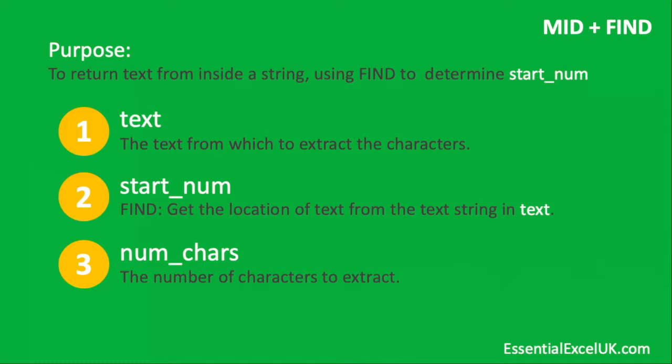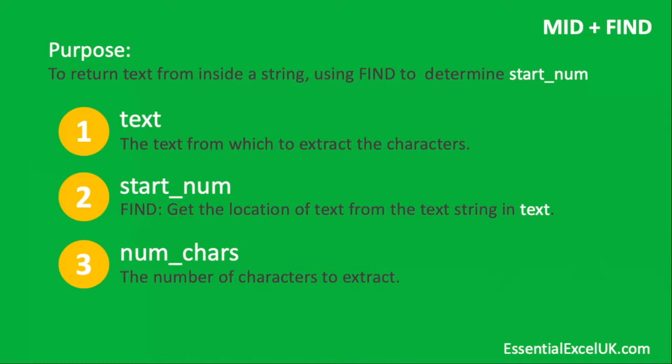Number one is the text, which is the cell reference containing the string we want to extract characters from. Number two is the start number, so this is where we want to start extracting from, and the third is how many characters we wish to extract from that starting position.